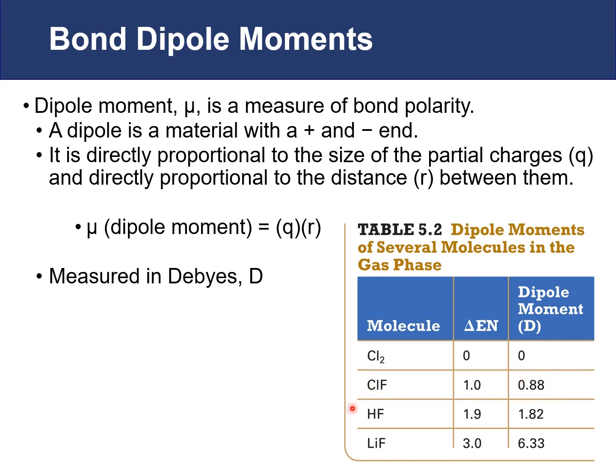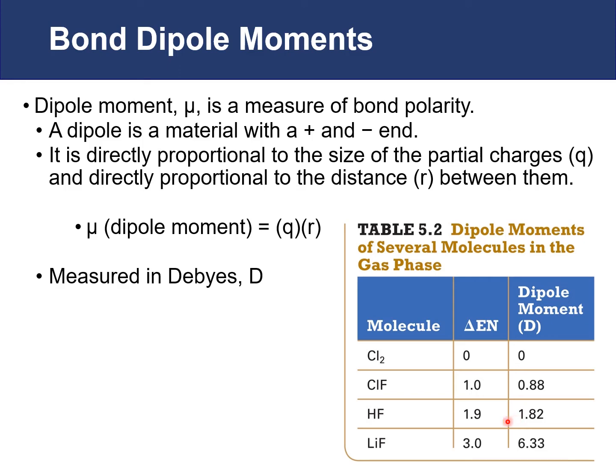We can now look at the end of our covalent spectrum, taking a hydrogen, bonding it to a fluorine, giving us a difference in electronegativity of 1.9. At about 2, we start calling it an ionic bond. So 1.9 is a fairly polar bond. And this gives us a dipole moment of 1.82. This is a very strong dipole.